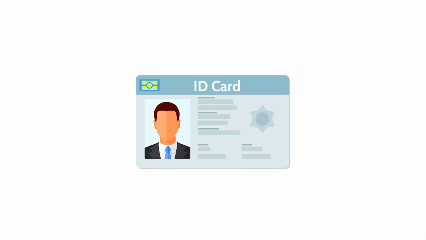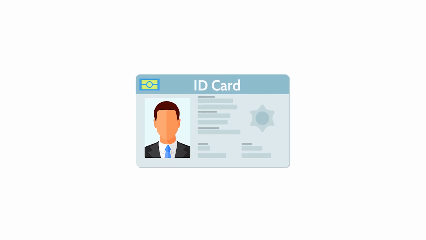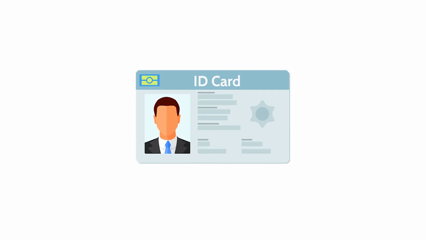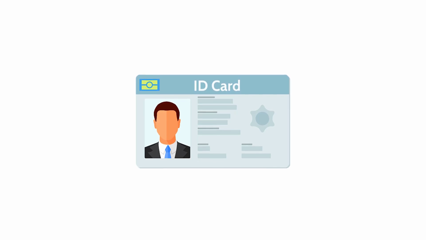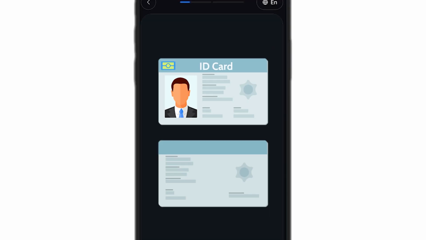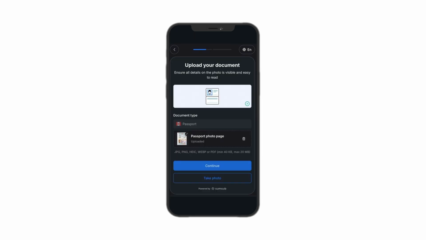Hold the front side of your ID card in front of your phone camera and upload the image directly. Make sure the image is not blurry or shaky, as unreadable documents will prevent the system from allowing you to continue the process. Take a photo of the back side of your ID card and upload it. After ensuring the images have been successfully uploaded, select Continue.